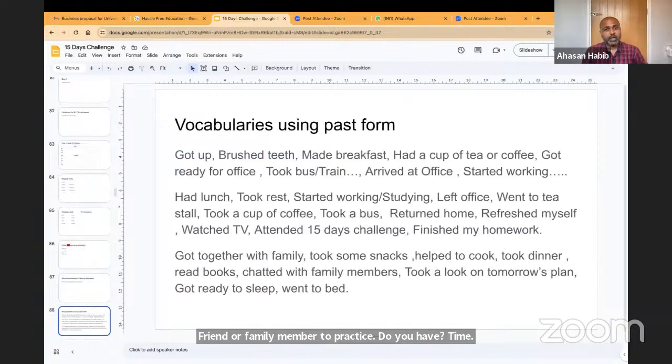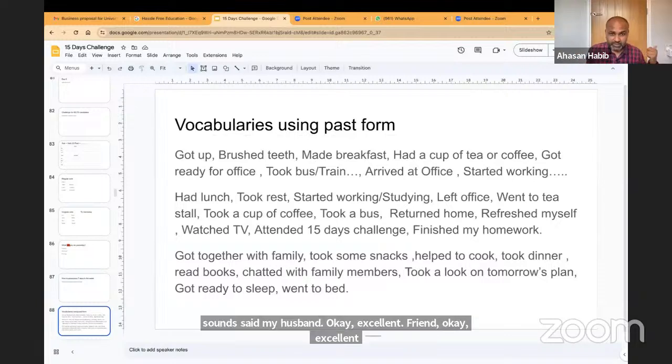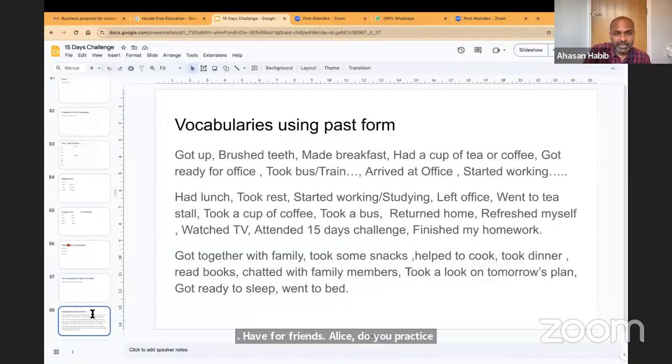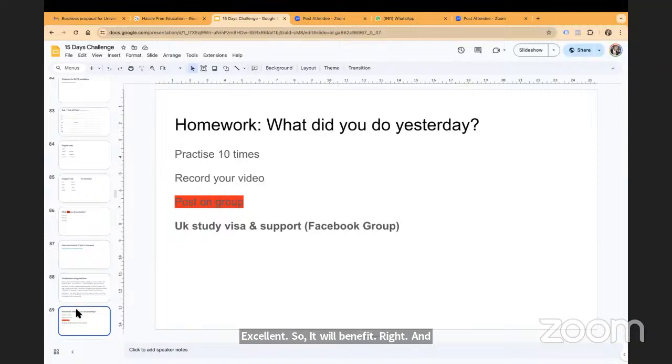Past form. So now we're gonna give this presentation very quickly so that we can understand the difference, present form and past form. So please unmute yourself and give me the answer of this question. What did you do yesterday? So please unmute yourself, and this time please make sure you make a lot of sentences in your presentation. Okay, so please unmute yourself. 3, 2, 1, go. Let's start. So what did you do?